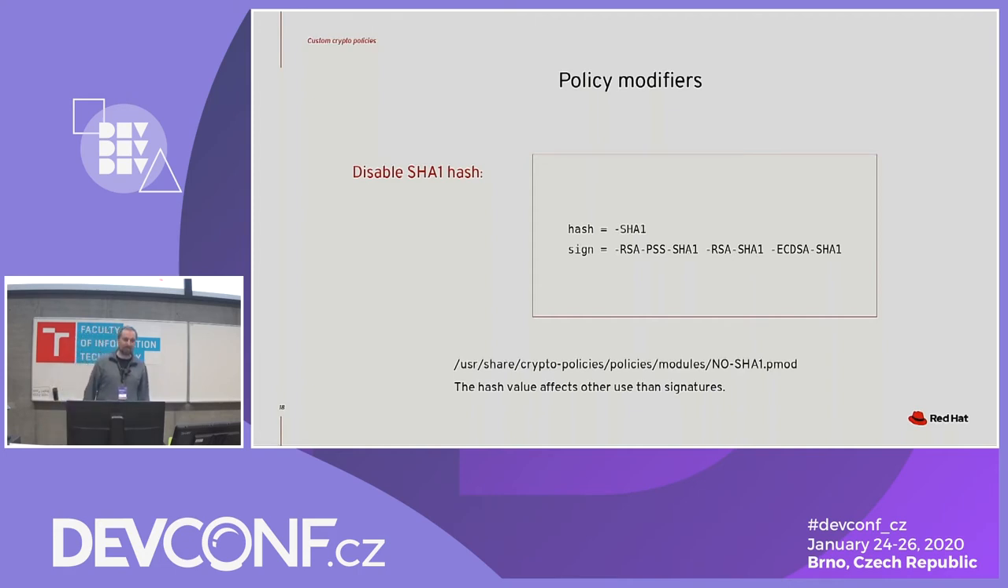This example is actually part of the crypto policies package, and it disables SHA-1 hash and use of the hash in signatures. As you can see in the format, there is this minus which removes an item from a list, and you can see that you can disable the SHA-1 hash not only in general usage, but you can disable it in signatures, and it's a separate setting.